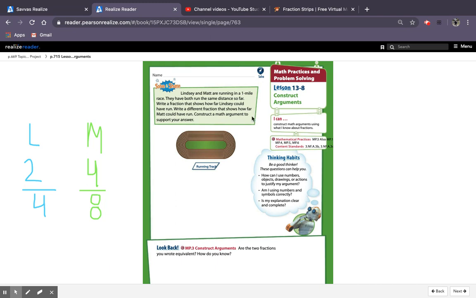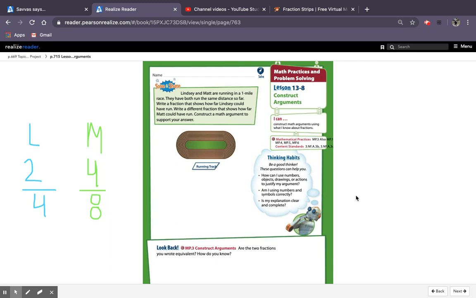It says construct a math argument to support your answer. So besides just saying that 2/4 and 4/8 show the same part of the whole, I could say that 2/4 and 4/8 are equivalent fractions, and they are at the same point on the number line, as well as saying that they show the same part of the whole. So that would be part of my argument to support the answer, saying that I know that they're equivalent, that they are at the same point on a number line, and that they make up the same part of a whole.